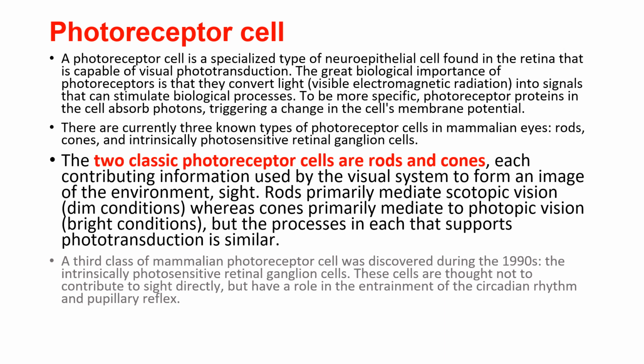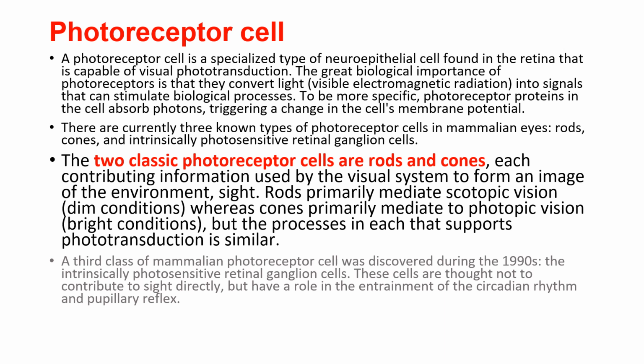ganglion cells. The 2 classic photoreceptor cells are rods and cones, each contributing information used by the visual system to form an image of the environment, sight. Rods primarily mediate scotopic vision, dim conditions, whereas cones primarily mediate photopic vision, bright conditions, but the processes in each that support phototransduction are similar.